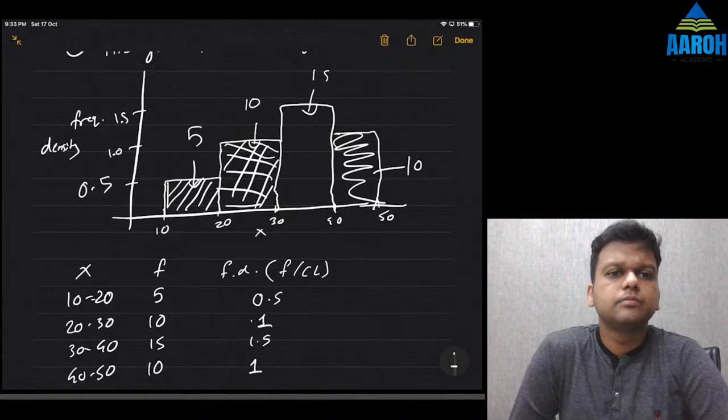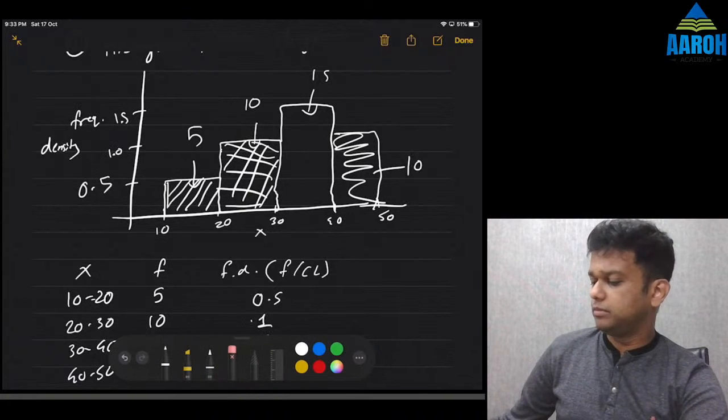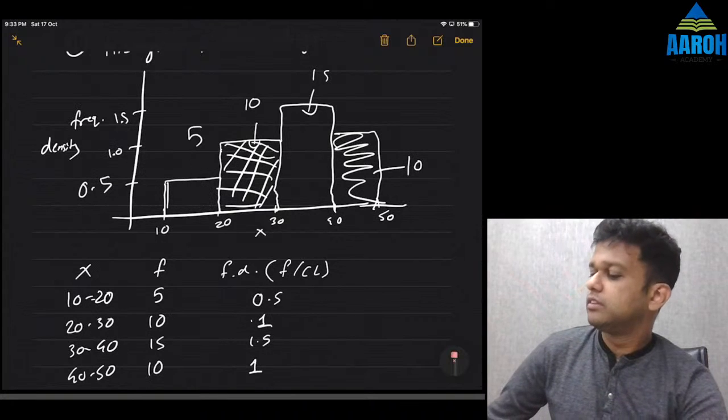Done? If yes, then let's go to the next diagram. Let me know if everyone has understood till then. Till then, let me erase this.